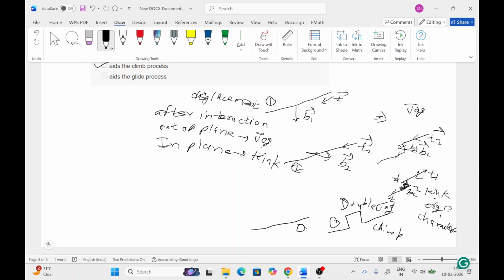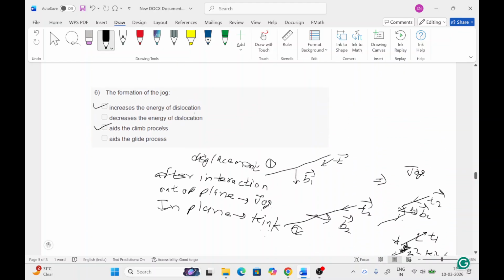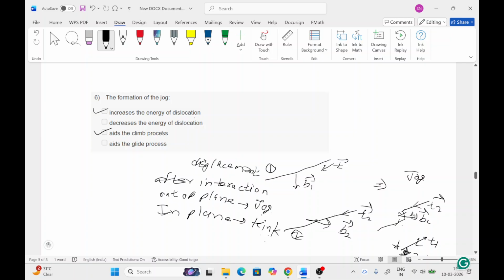So the formation of the jog helps in the climb process to occur. And because the line length of the dislocation is increasing, that increases the dislocation energy also. So the first and third option is correct. Increases the energy of dislocation and adds the climb process.